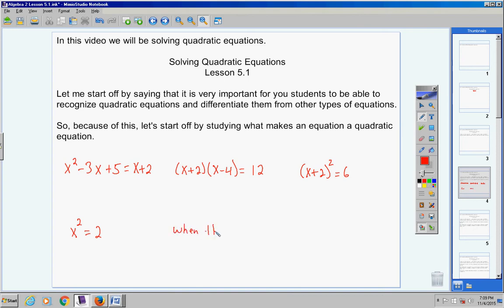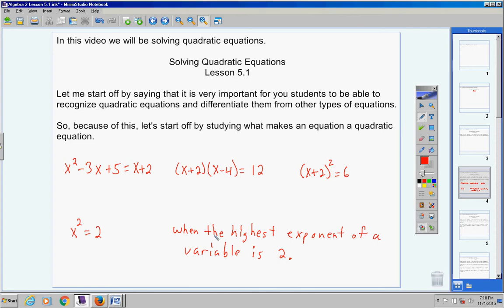When the highest exponent, write this down please, when the highest exponent of a variable is 2. When the highest exponent of a variable is 2. Now, I can add more stuff to this. Technically, that would be correct.